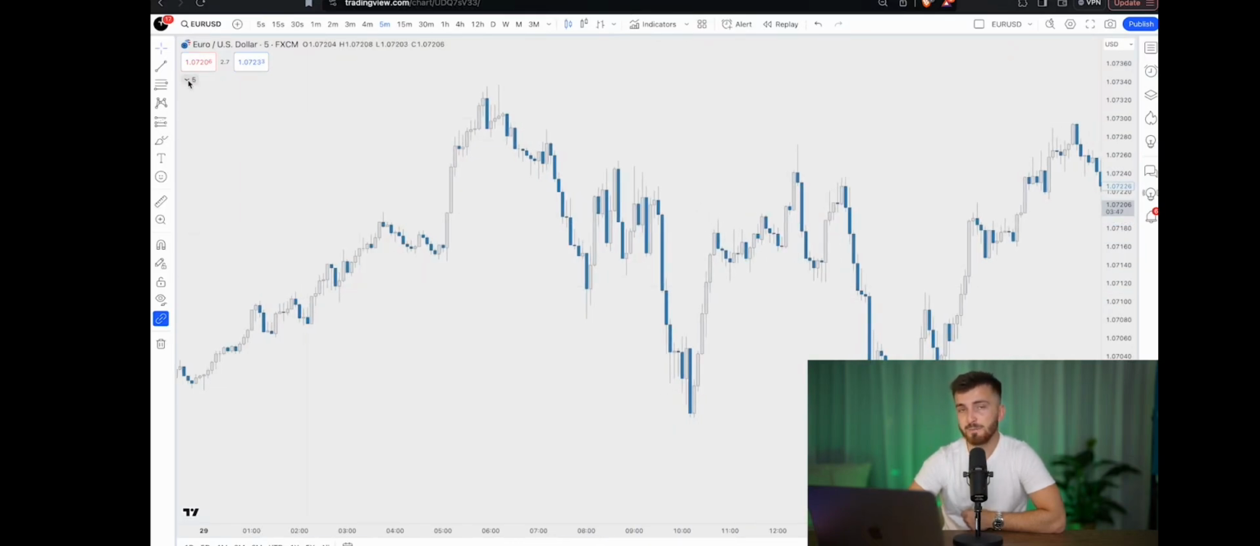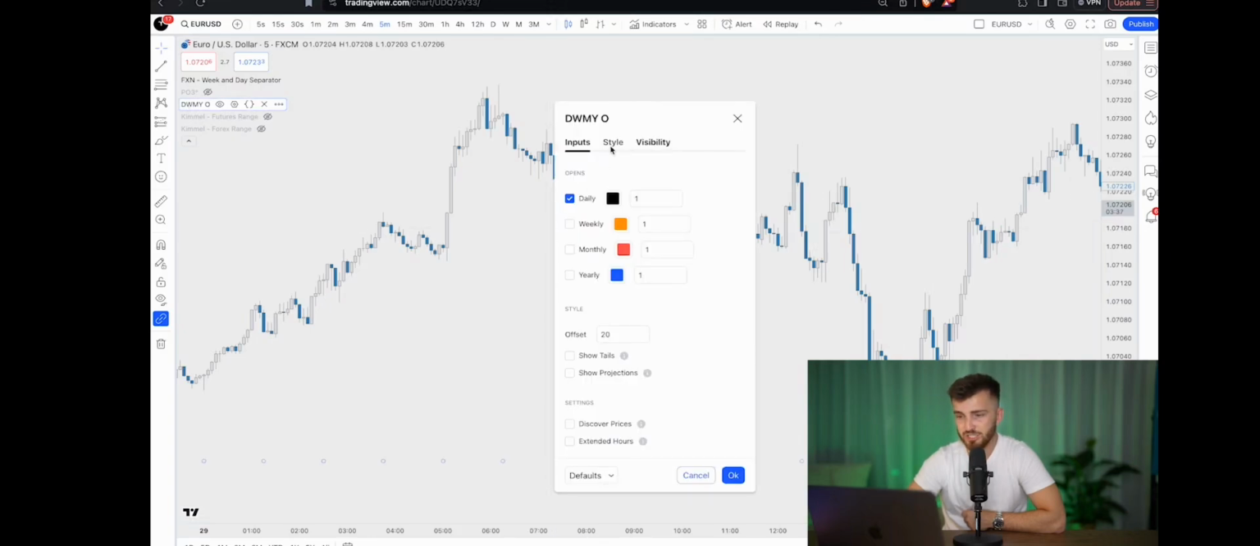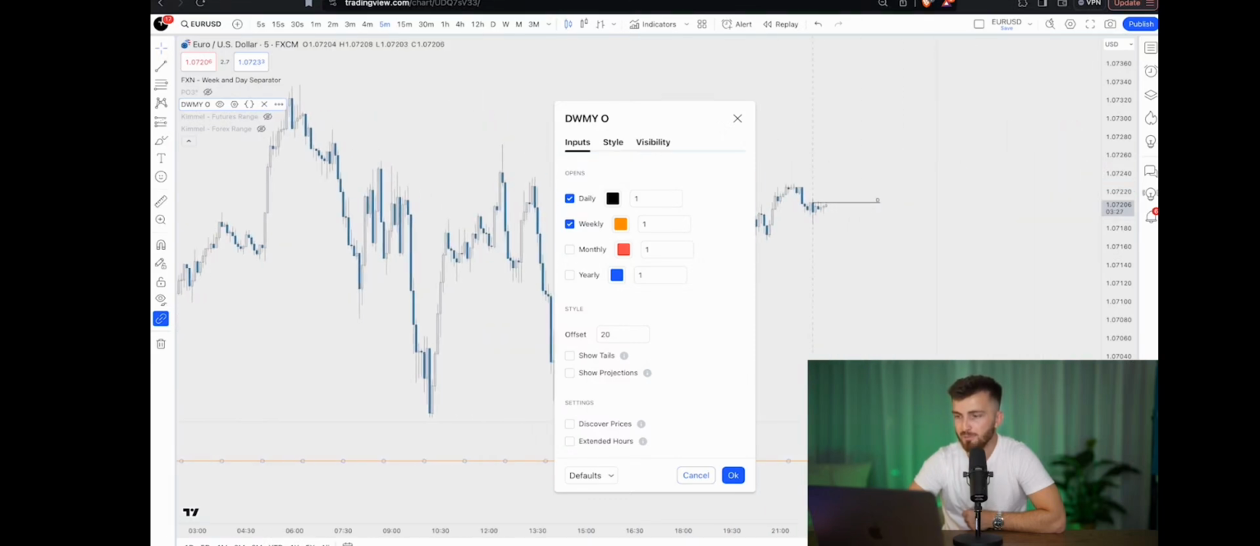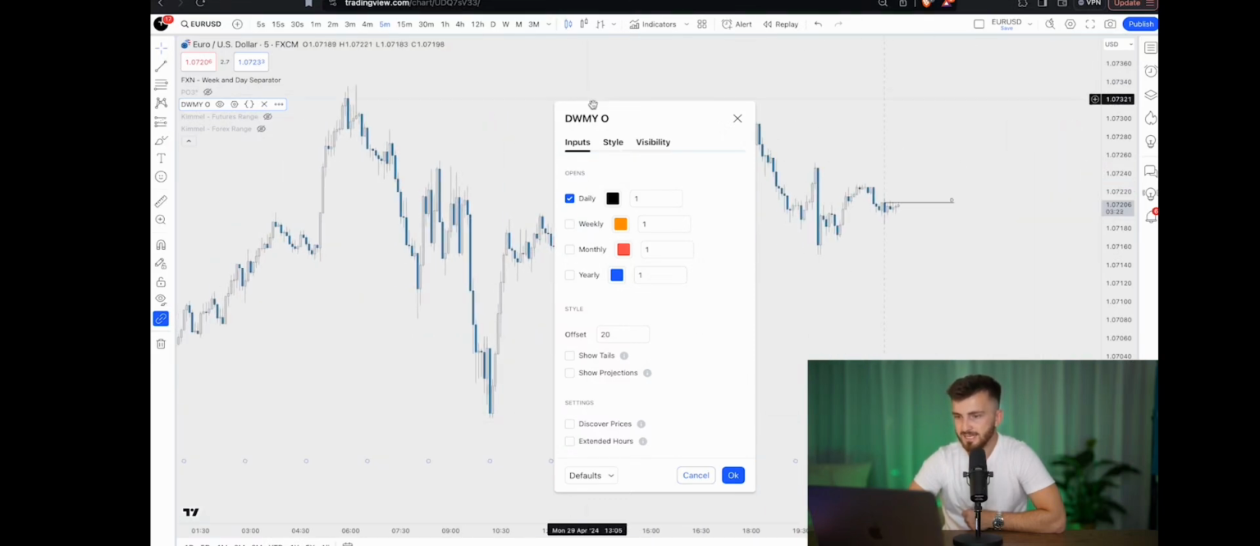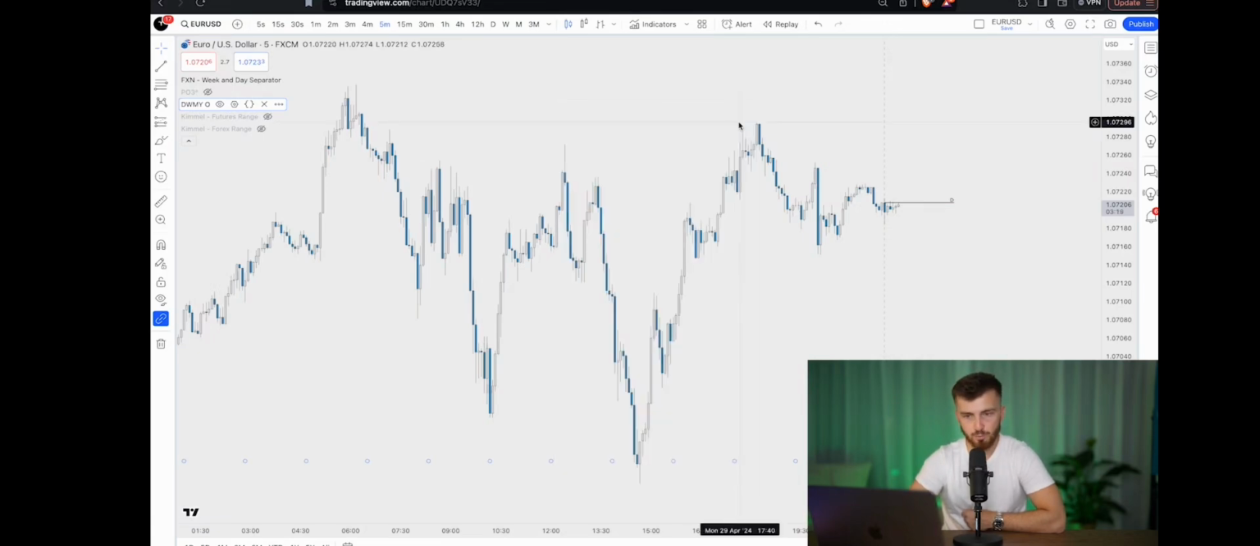Now, there are a couple of indicators that I use, and the indicator that I mostly use are daily, weekly, monthly, and yearly open, and the definition that I have is just only having the daily. I only care about the daily open. I don't really have the weekly, the monthly, and the yearly open on. I could, but I personally don't. So this is the indicator that I have for daily, weekly, monthly, and yearly open.